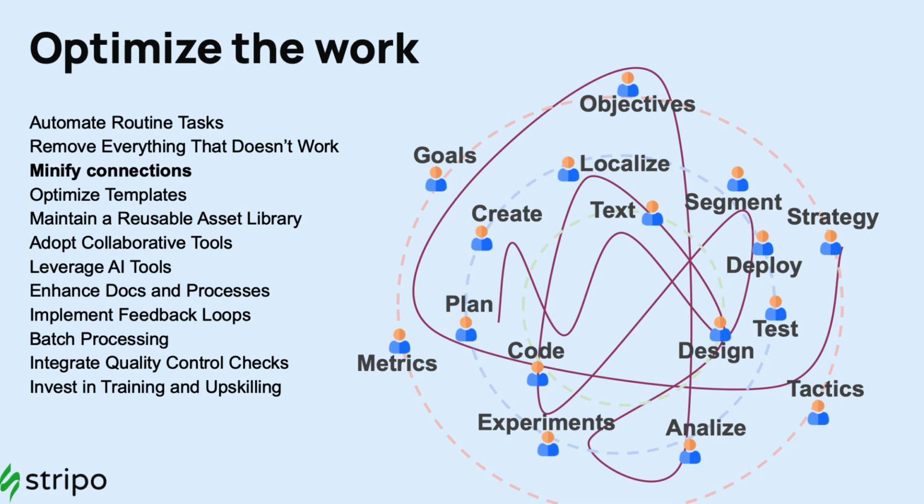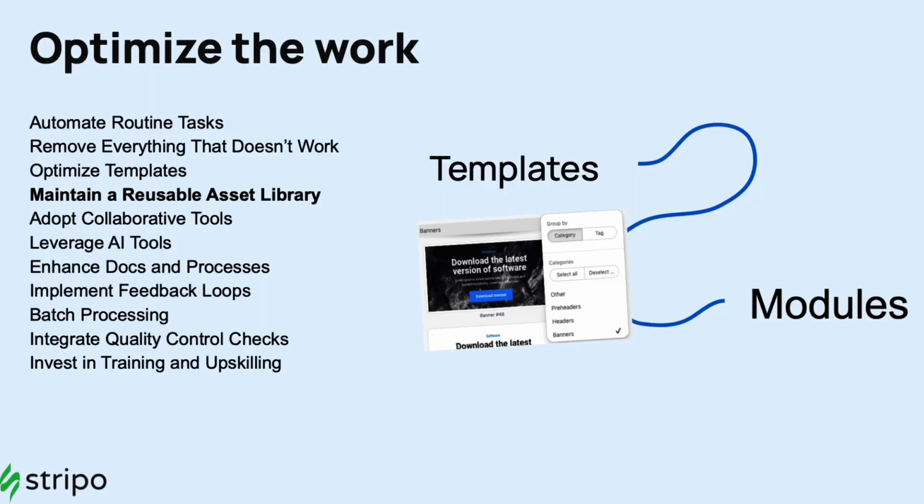So, minify connection. How to do this? Just reuse what you already did. You don't need to approve and change code which you already have created. Don't do extras; it doesn't give you a lot of value. So maintain reusable assets.